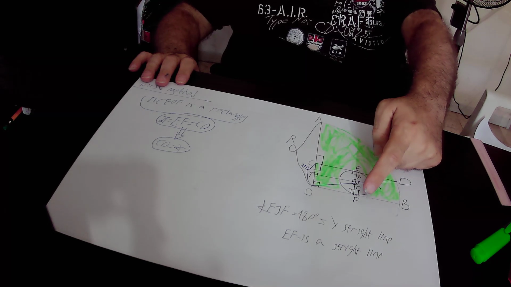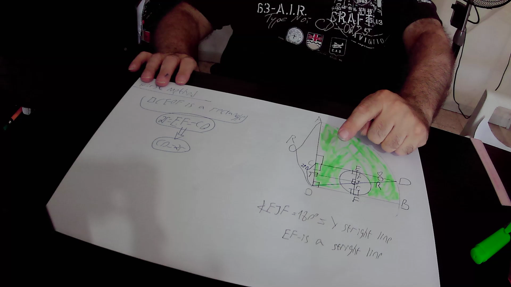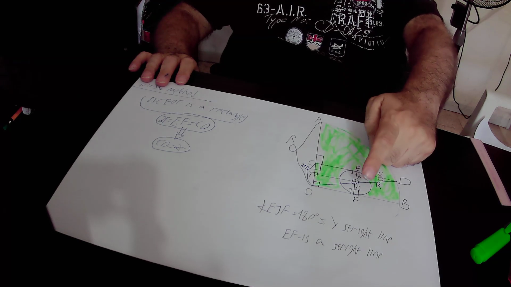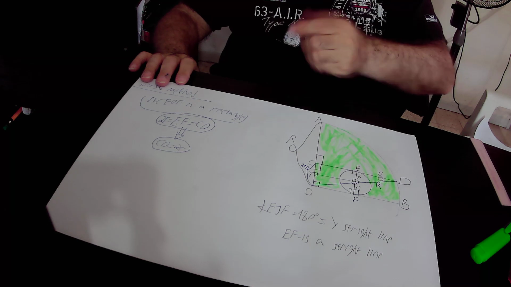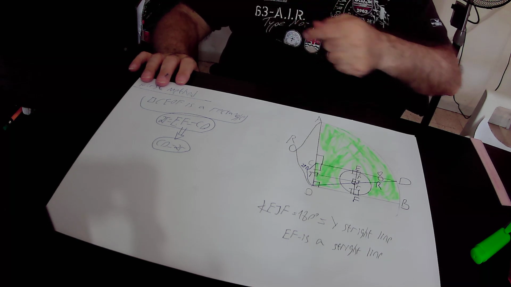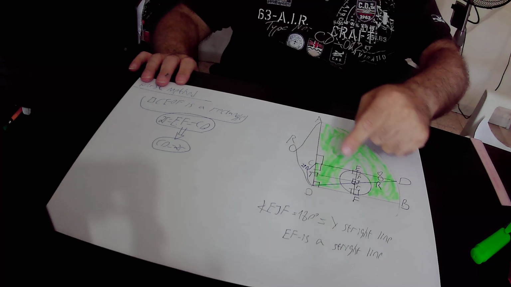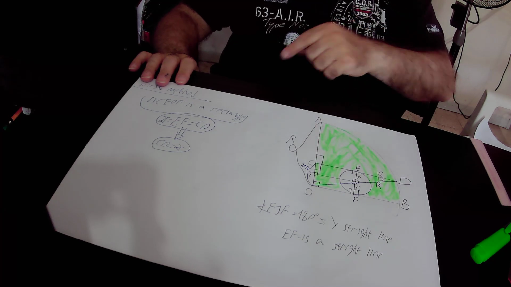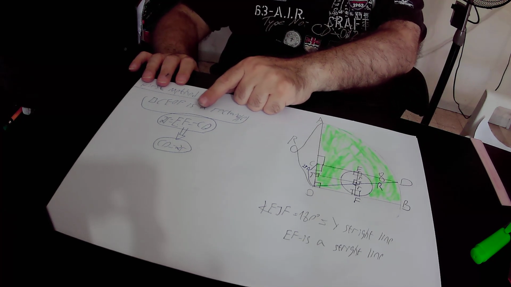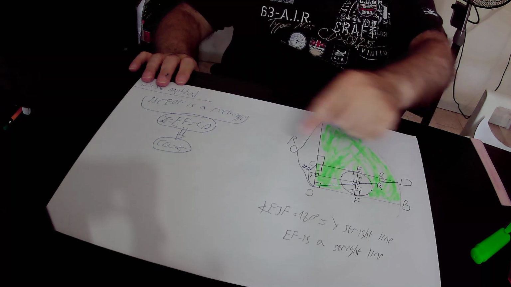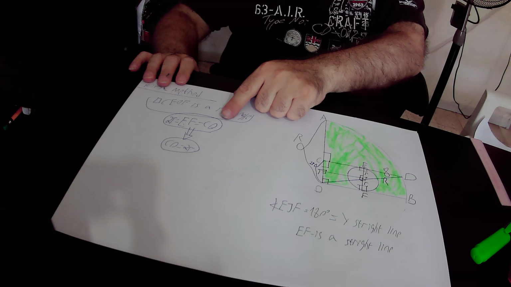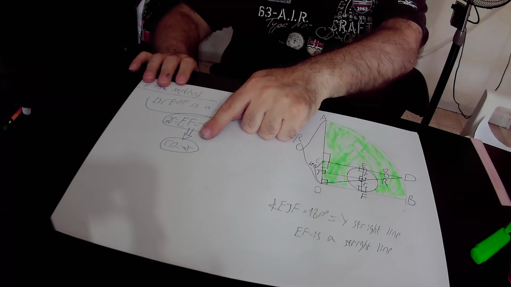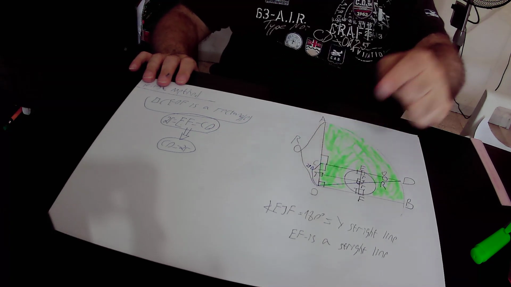So if EF is a straight line, it means that quadrilateral CEFO is a rectangle. Why? Because it has 4 right angles. And we know that the opposite sides of a rectangle are equal to each other. That is to say, EF equals CO. We have already found out that EF equals R plus R, that is 2R. And from this equation, 2R equals EF equals CO, we derive that CO also equals 2R.